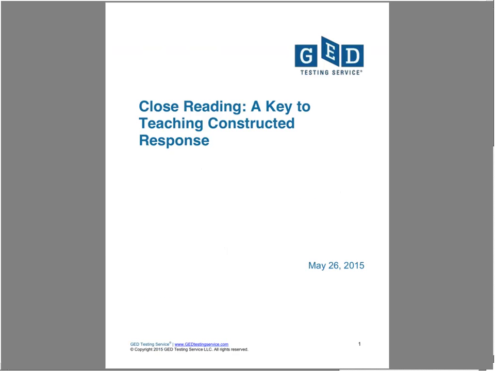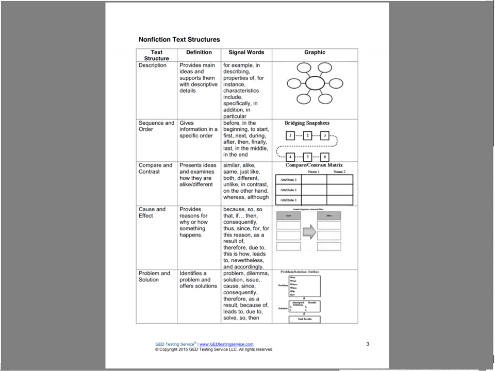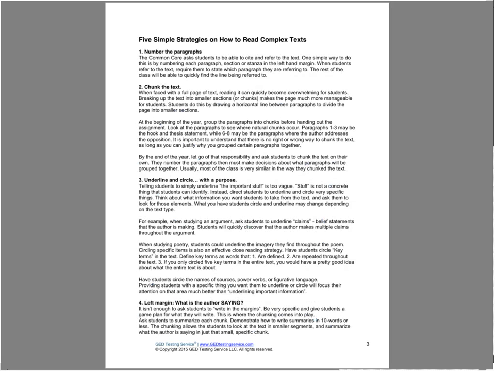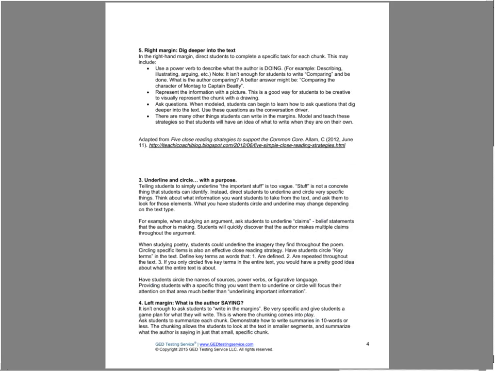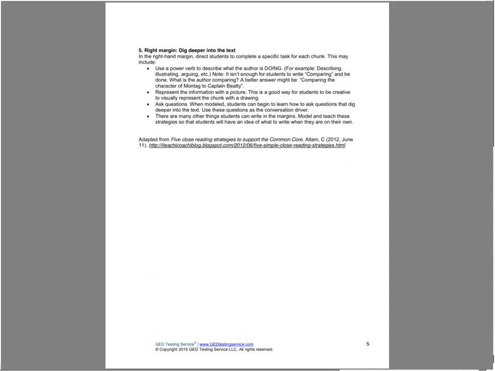As I move through, you can see we started with nonfiction text structures, and as Bonnie had mentioned earlier, you'll find the material there with the signal words and some graphic organizers that go along with that. There's also 5 simple strategies on how to read complex text, and that is from 5 close reading strategies to support the Common Core. So take an opportunity to look at that, and it may be something that you want to share with your students.